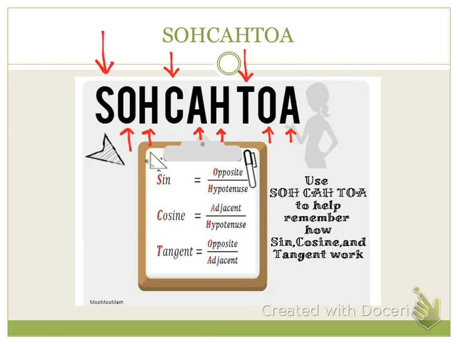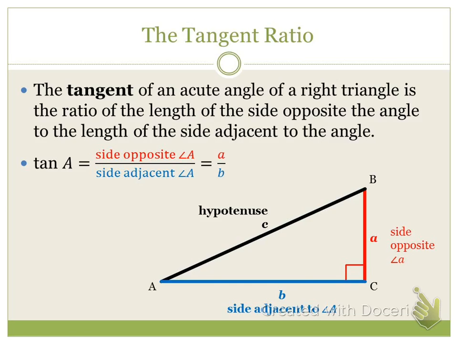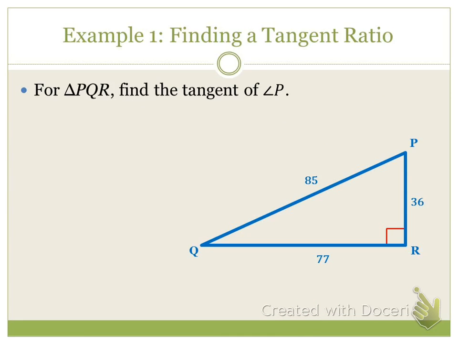So the acronym helps us remember which side lengths are in the fractions for which trig ratios. Sine is opposite over hypotenuse, cosine is adjacent over hypotenuse, and tangent is opposite over adjacent. All right, so here's the question: sine is opposite over hypotenuse, well, opposite to what? For each one of the trig ratios, I have to have a starting point or a reference point, and for these ratios, that will always be an angle.